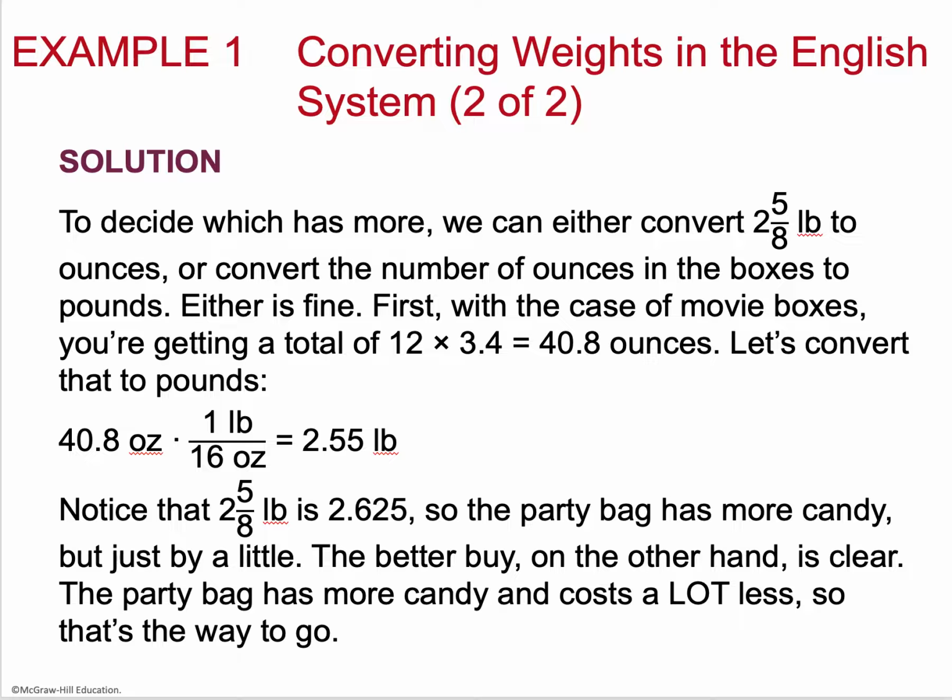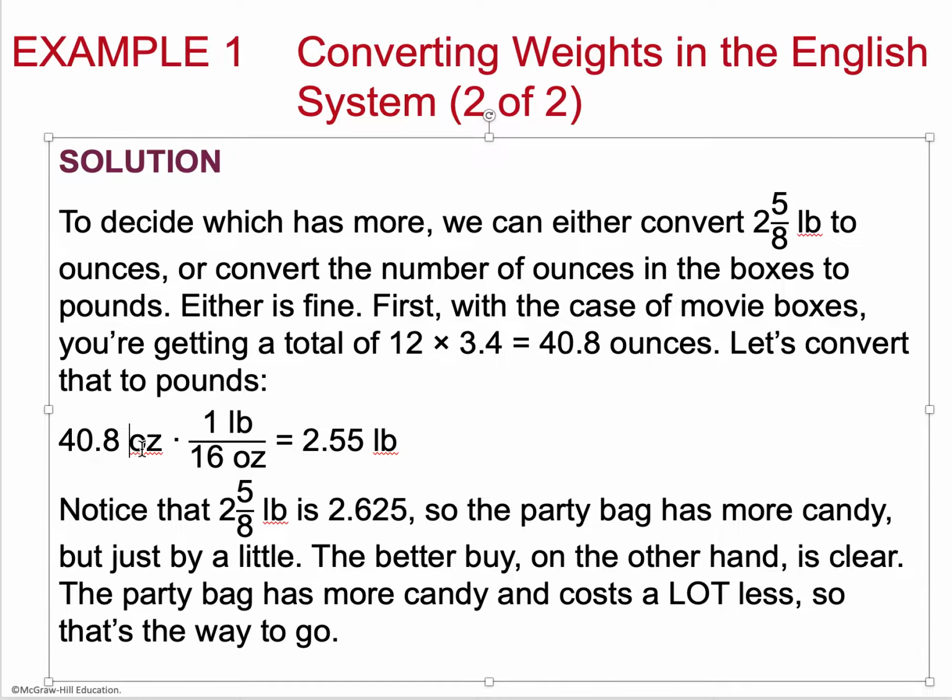So in 1 pound, there are 16 ounces. Notice that ounces is what I'm given. Ounces is what's in the denominator. So that's 2.55 pounds. Now, if I want to know what is 2 5/8 of a pound, that's roughly 2.625, because I would do 2 plus 5 divided by 8 in my calculator. So the party bag does have more candy, but only by a teeny bit. So at this point, it's probably up to you as to which bag is what you're looking for. You might be willing to pay the few extra cents to be able to do that.